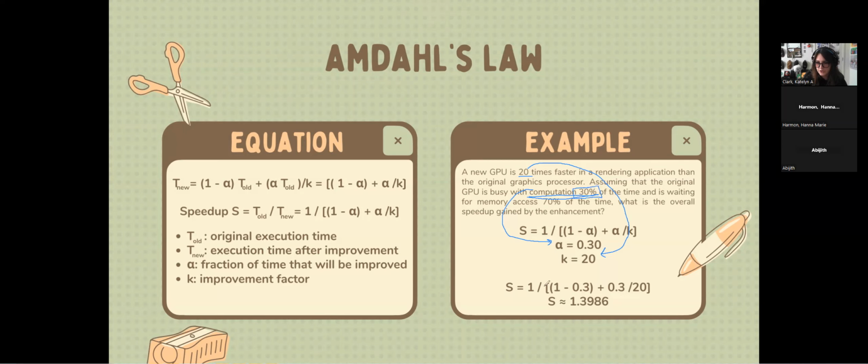And then you can just plug it into the equation. I used this speedup equation instead of working with this one, because I don't want to calculate T new, since we don't have T old. I just used the latter half, which is this one: 1 over (1 minus alpha plus alpha over k). So I just plugged it all in there, and you get the speedup to be about 1.3986, which is an improvement factor of about 30 or 40%, basically. So yeah.